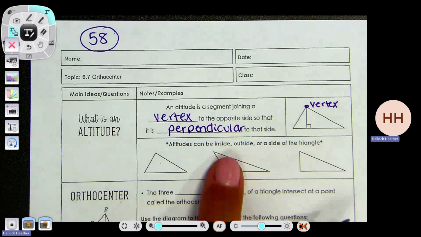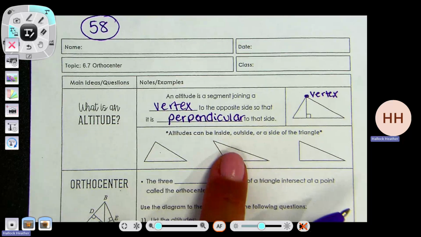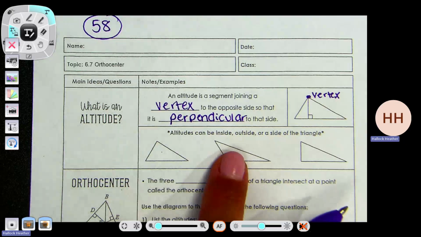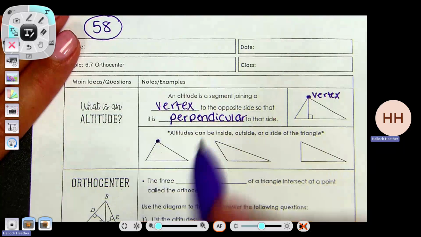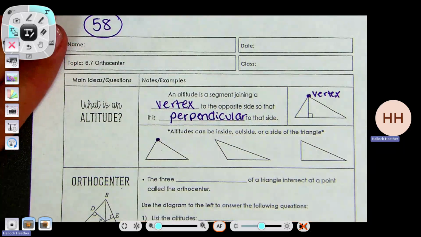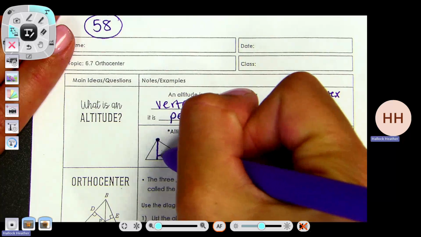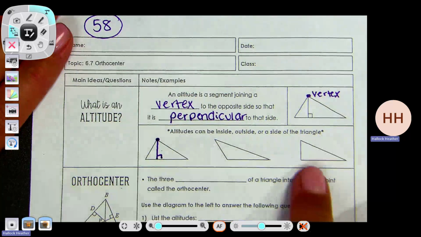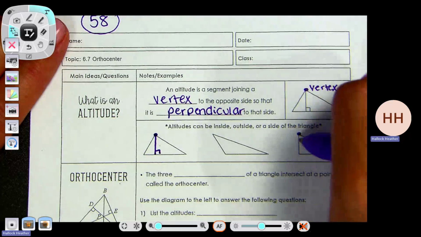Sometimes your altitude or your height can be, and we actually did this a little bit in the beginning of the year when we did area of 2D shapes, represented on the outside of the shape, the inside of the shape, or sometimes on the shape. So for this one, this is your vertex, the point at the top. If I go straight down, that perpendicular goes right here, and then I put my little right angle. If I look at the last triangle and go straight down from my vertex, this would represent a right triangle.